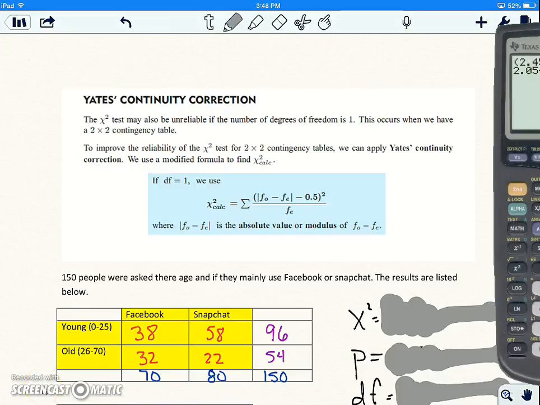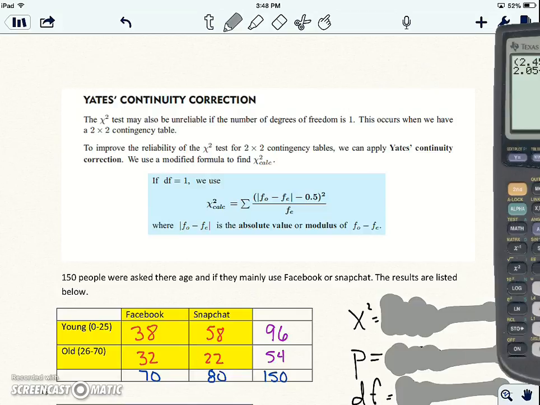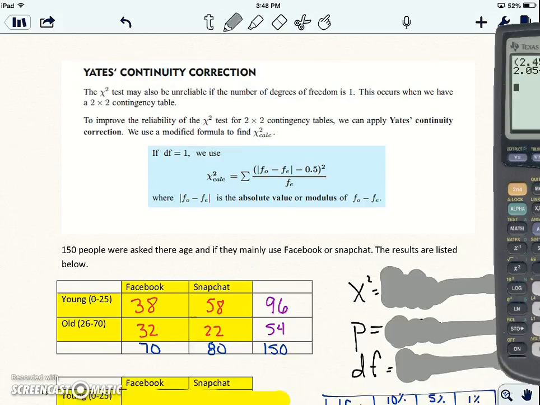Yates continuity correction. The chi-square test may also be unreliable if the number of degrees of freedom is 1. This occurs when we have a 2 by 2 contingency table. So instead, we can use this formula. So let's look at an example.